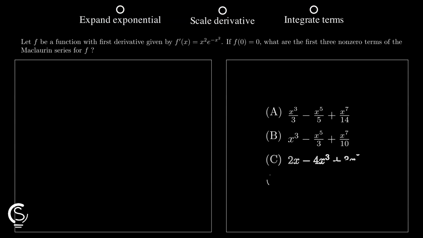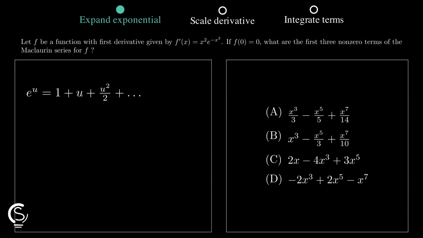Start with the standard Maclaurin series for e to the u, substitute negative x squared for u to get the first few terms of our exponential expansion.